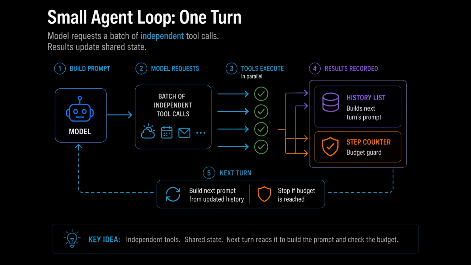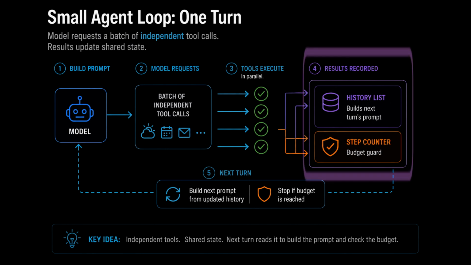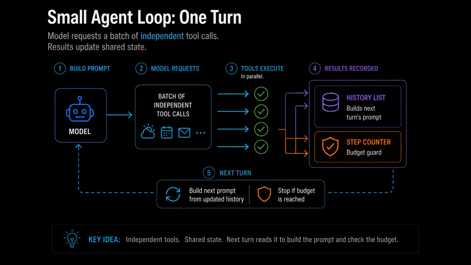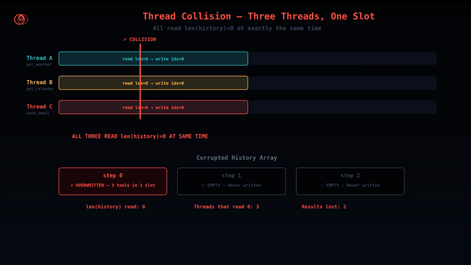The record_result function touches shared state. History array. Step counter, both read and written by multiple threads. In the first turn, there were 3 tools. All 3 raced. All 3 raced, index 0. All 3 overwrote each other. Only the last one survived. The other 2 vanished. This is what happened. 3 tools into 1 slot. The next 2 slots, empty.